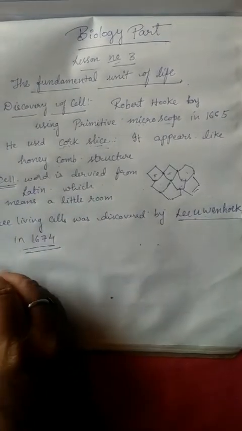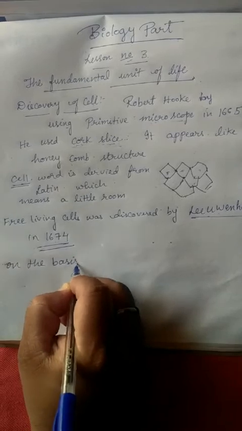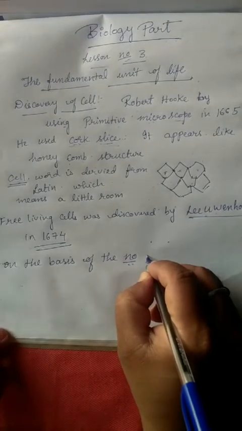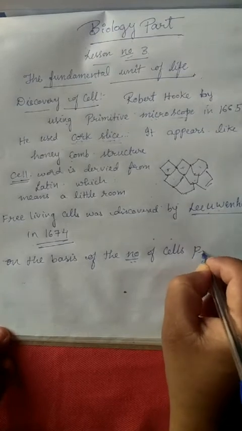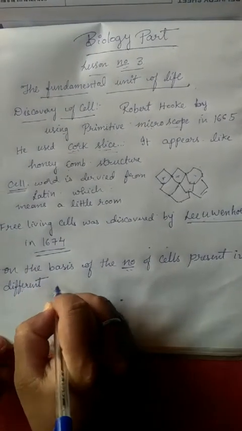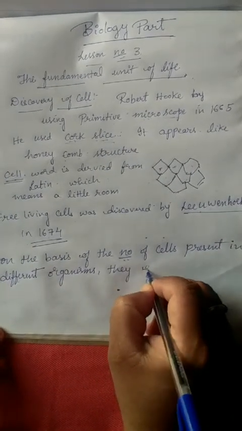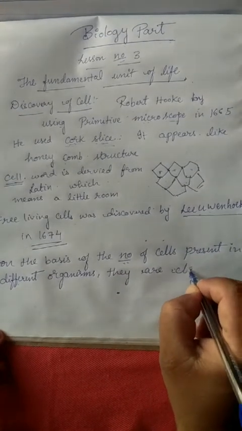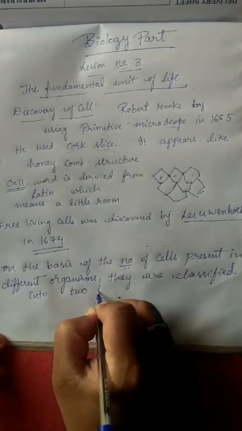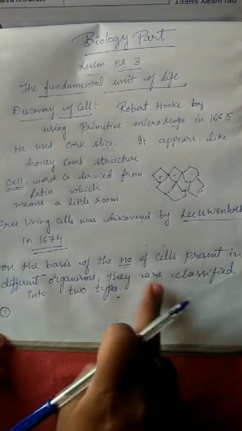Now, on the basis of the number of cells present in different organisms, they are classified into two types.